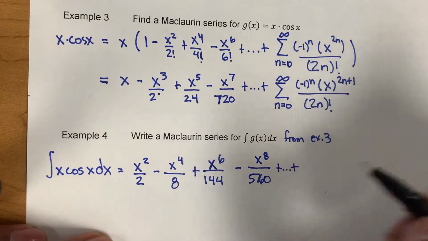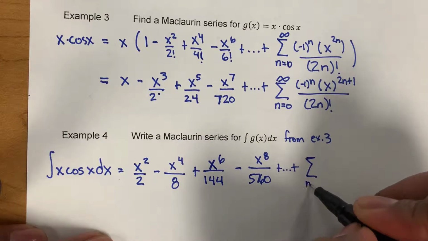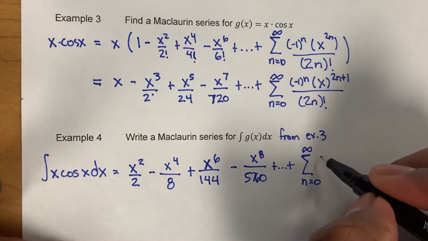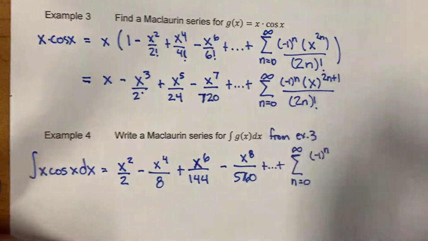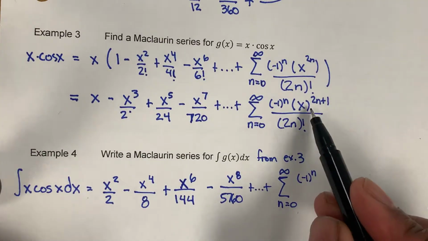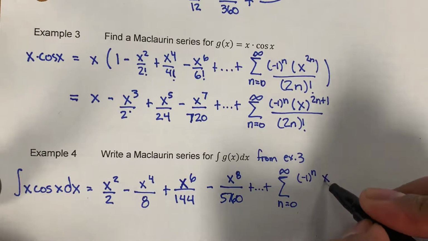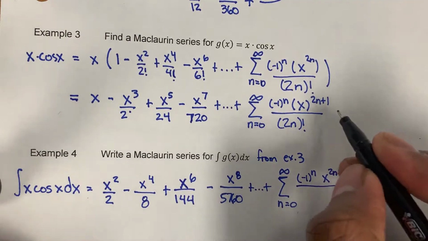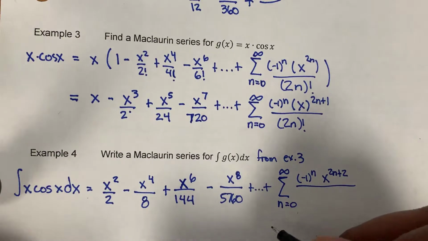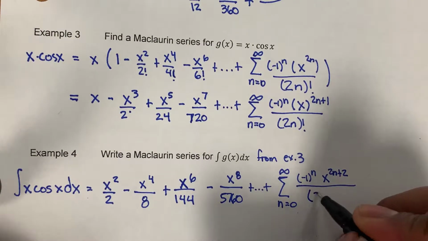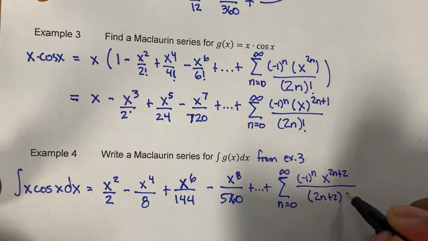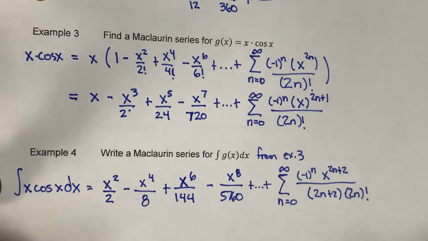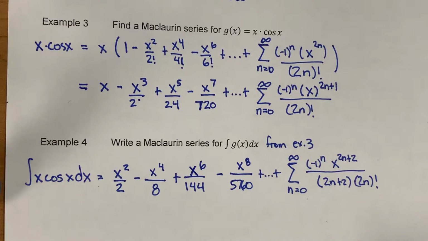Plus the sum from n equals 0 to infinity. So the negative 1 to the n doesn't matter. It just stays in. So we're adding 1 to the exponent, so we're going to have x to the 2n plus 2. And then we need to divide by that new exponent and multiply by 2n factorial. So 2n plus 2 times 2n factorial is our final result.